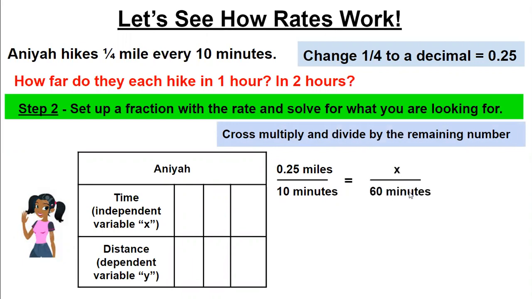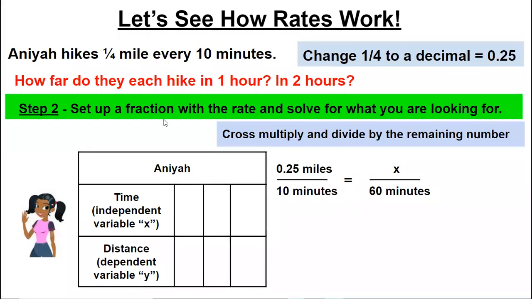Well, 1 hour is the same as 60 minutes. Notice again how I have minutes across from minutes, and I'm looking for miles. So miles goes across from the other miles. Now I'm going to cross multiply. What am I cross multiplying?